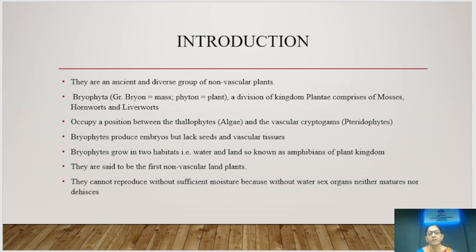They are said to be the non-vascular land plants, and they cannot reproduce without moisture because they require water for reproduction.